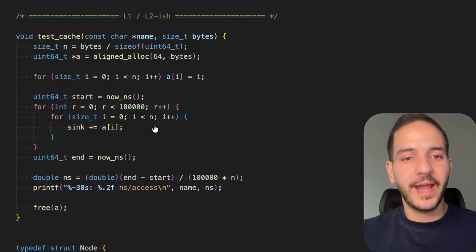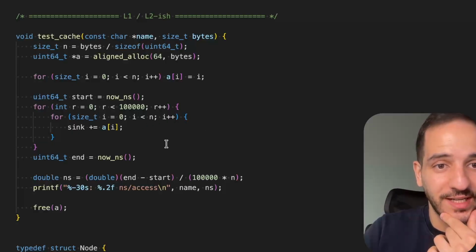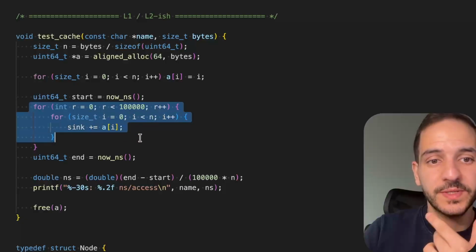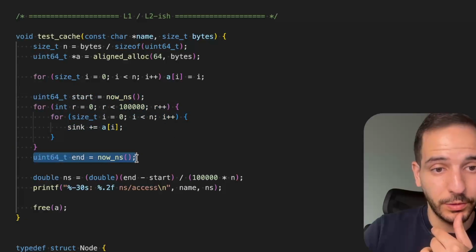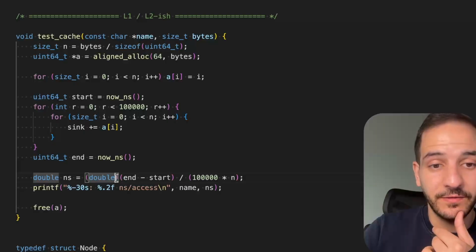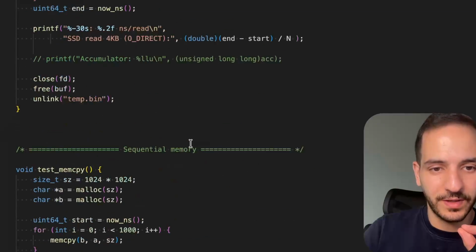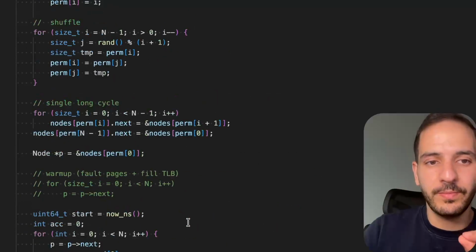In front of me, I have a function that will allow us to get a sense of the L1 and L2 cache access time. So we simply allocate an array and then we iterate over it and perform simple addition. We record the time before and after the loop, and finally divide the difference by the number of iterations. Given that the array we're providing is small enough, I believe it's only 64 kilobytes, we should only remain in L1 territory.